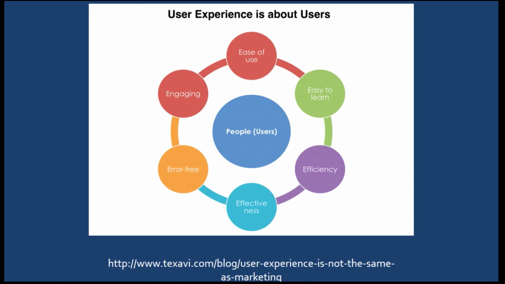This one, user experience, is about users. It's got a nice 6 E's. Everything here starts with an E: ease of use, easy to learn, efficiency, effectiveness, error-free, and engaging, with, of course, people at the center. So you get a sense here, a lot of times when we talk about usability, we're over on this side with the ease of use, easy to learn, and efficiency, sometimes error-free. When we get into user experience, we start adding in the engaging and the effectiveness as real core pieces of that as well.